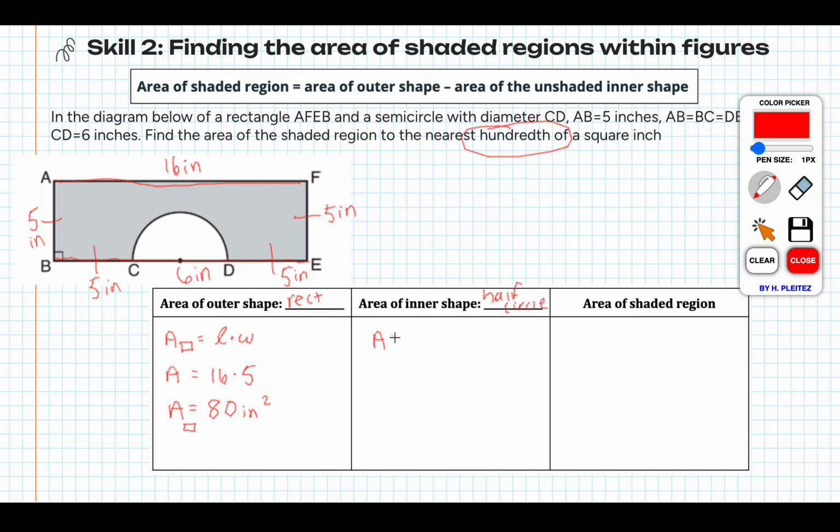So the formula for the area of a circle is pi times r squared. So we have pi. Now we're given our diameter here, so we need to make sure we halve that to get our radius. So pi times 3 squared.